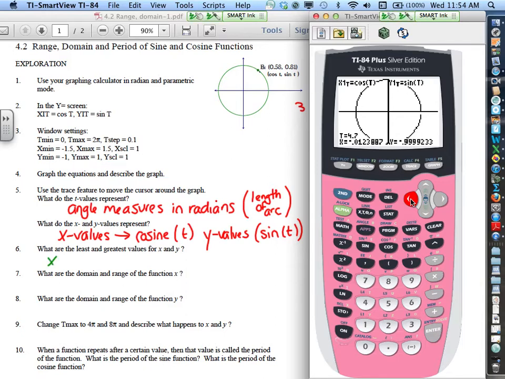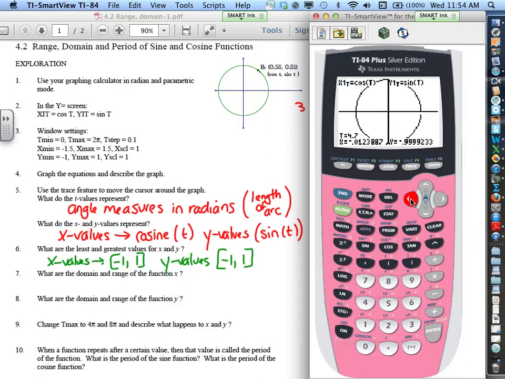So my smallest x value, sorry, my smallest x value was actually -1. My largest x value is +1. My smallest y value is -1. Largest y value is +1.